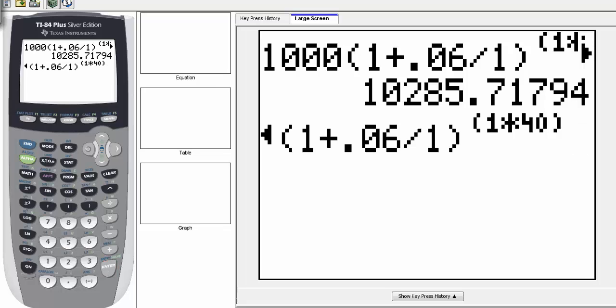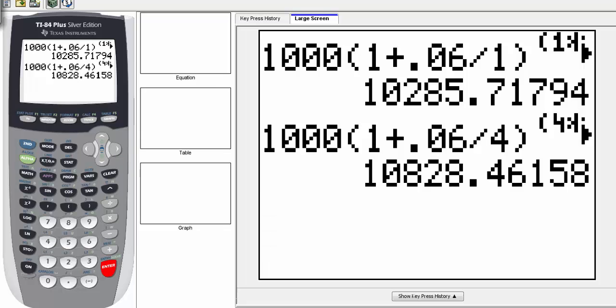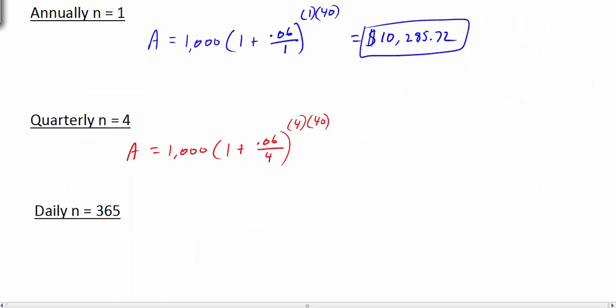So we can actually use the cursor now and we can go back and we want to change the 1 that we entered. We can change the 1 to a 4, and then if we go to the exponent we want to change this 1 also to a 4. And then if we hit enter, we get 10,828.46. So that's the amount of money we would have again after 40 years.